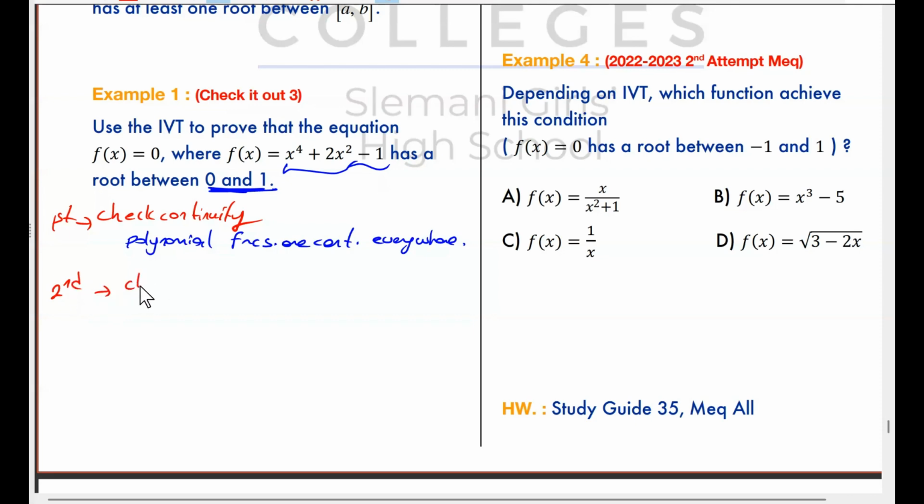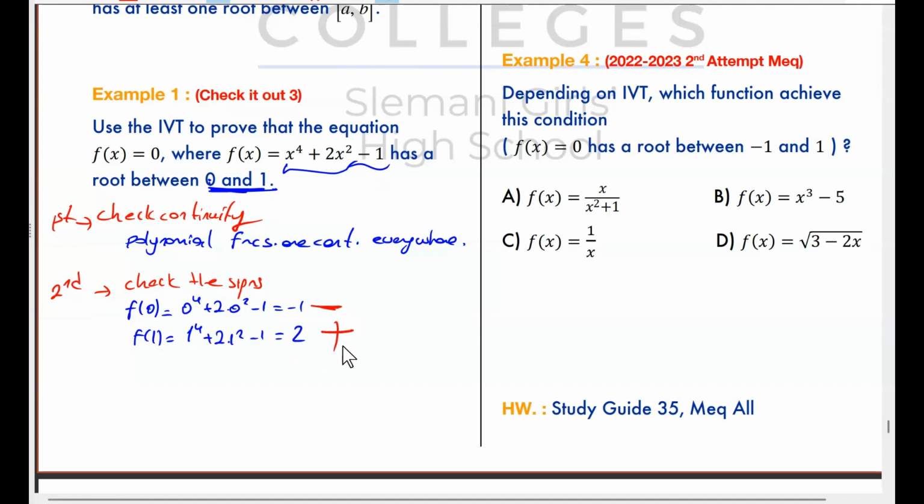Second step, check the signs. Whose signs are we going to check? We are going to check the sign of f of 0, the given numbers, and f of 1. What is f of 0? 0 to the fourth plus 2 times 0 squared minus 1, which is minus 1. What is f of 1? 1 to the fourth plus 2 times 1 squared minus 1, which is 1, 2, 3, 3 minus 1, 2. So f of 0 is negative, while f of 1 is positive.